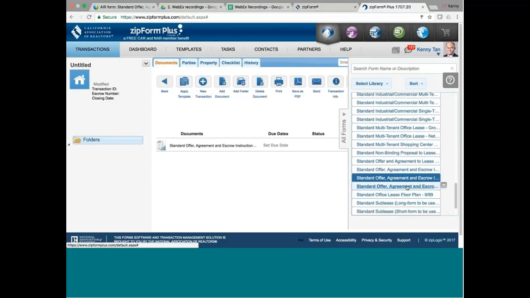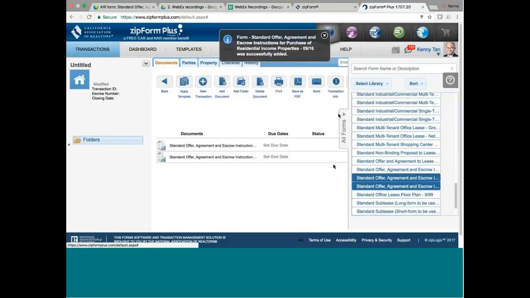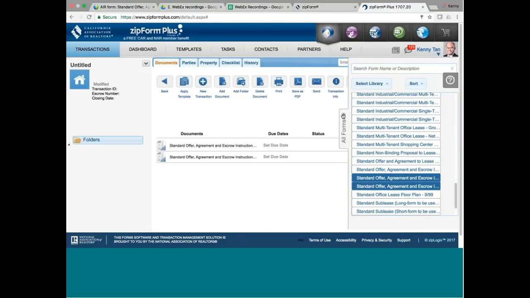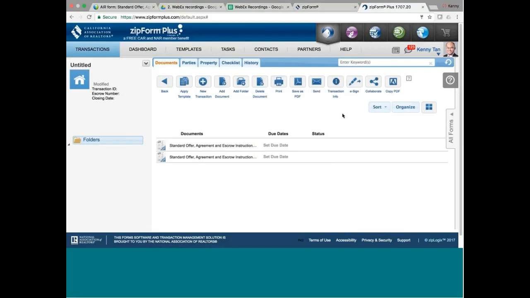I think this might, yeah, that's the one I want to use. This is for apartment actually. So today we're going to talk about an apartment complex that is 5 units or more. So if you are submitting an offer on behalf of a buyer on an apartment complex with 5 units or more, this is the form you want to use, okay?